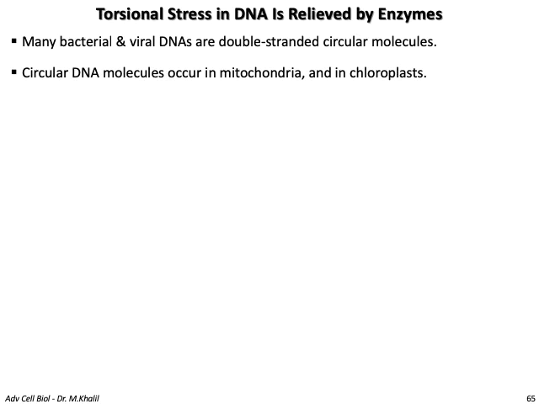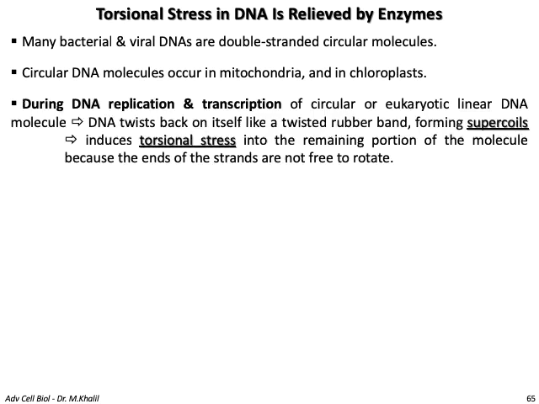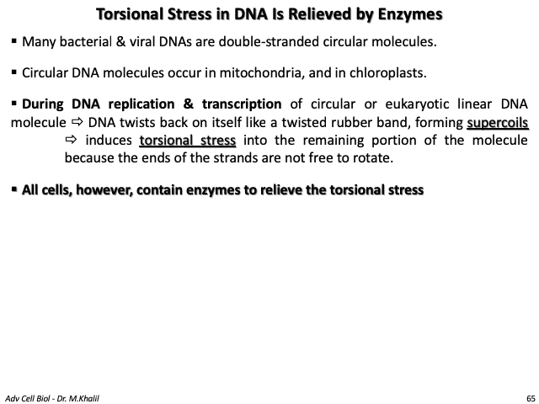Many bacterial and viral DNA are double-stranded circular molecules. These circular molecules occur as well in mitochondria and chloroplasts. During DNA replication and transcription of circular or eukaryotic linear DNA, DNA twists back on itself like a twisted rubber band, forming supercoils. This induces torsional stress like a knot into the remaining portion of the molecule, because the ends of the strands are not free to rotate. All cells, however, contain enzymes to relieve this torsional stress.